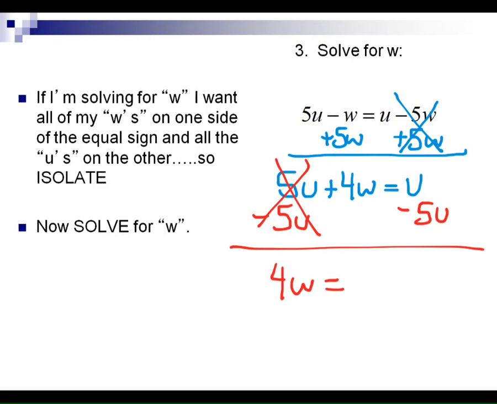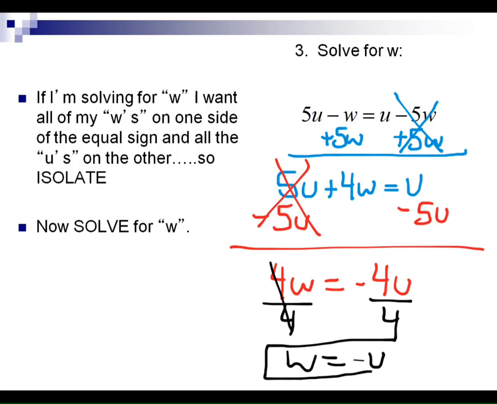I have 1u minus 5u. 1 minus 5, negative 4u. And finally, my last step, I need to undo this multiplication by 4 because I'm trying to get w by itself. The opposite of that is dividing by 4. Do that to both sides. I'm just left with w. I have negative 4 divided by positive 4. That's just negative 1. And then I still have the u. So I get negative 1u.